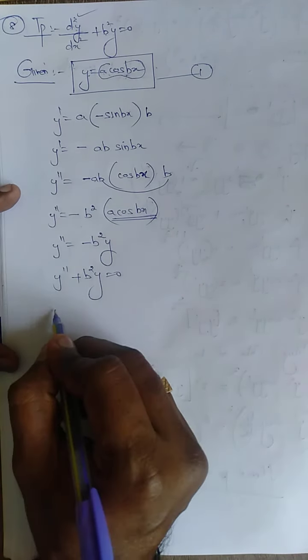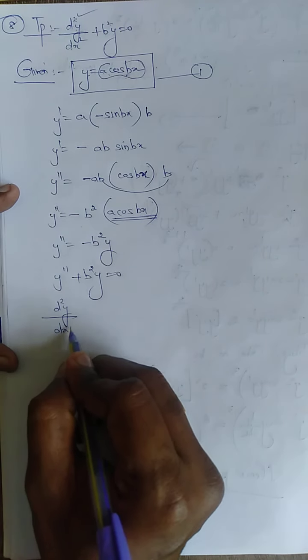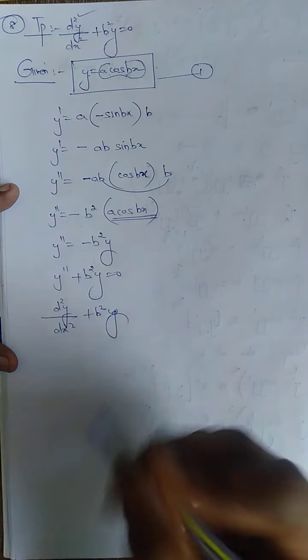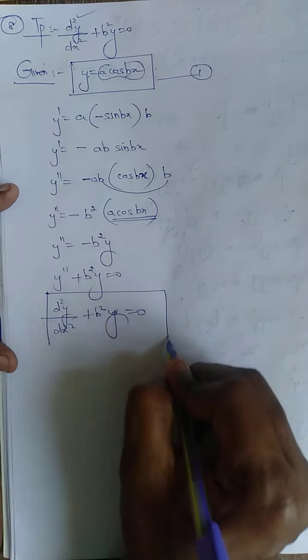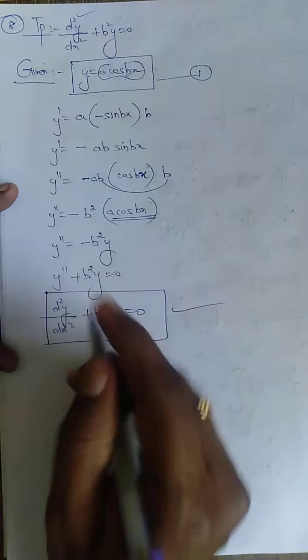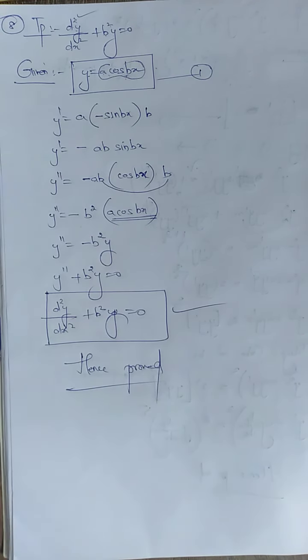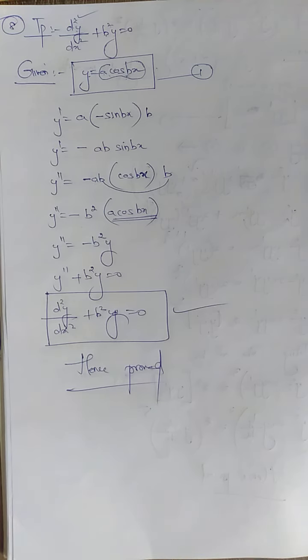What is y double dash? d square y by dx square plus b square y is equal to 0. So what we needed to prove, we have got. Hence proved. With this we have finished exercise 10.4. Thank you.